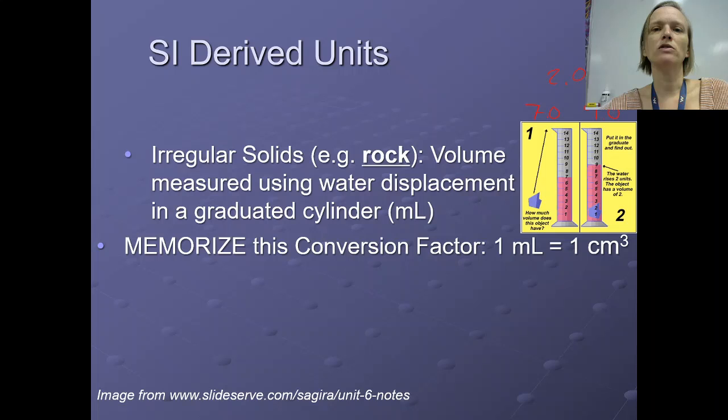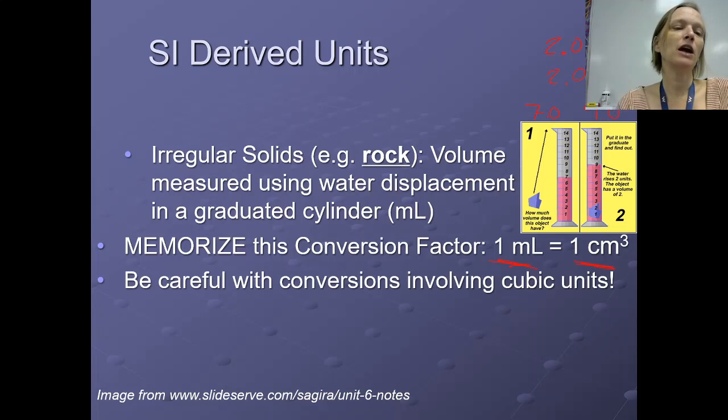Now, it's a little weird to talk about a solid in milliliters. And so what we do is we convert to cubic centimeters so that we could compare with other solid objects where we did length times width times depth. You do need to know that 1 milliliter is the same as 1 cubic centimeter. So this is a really easy conversion to make. Instead of saying that my pebble has a volume of 2.0 milliliters, we would just say that it has a volume of 2.0 cubic centimeters.